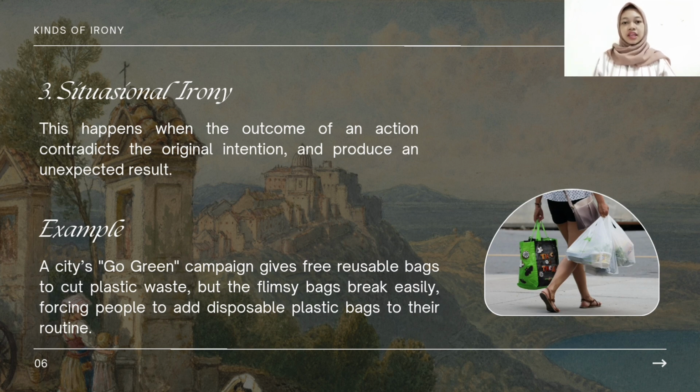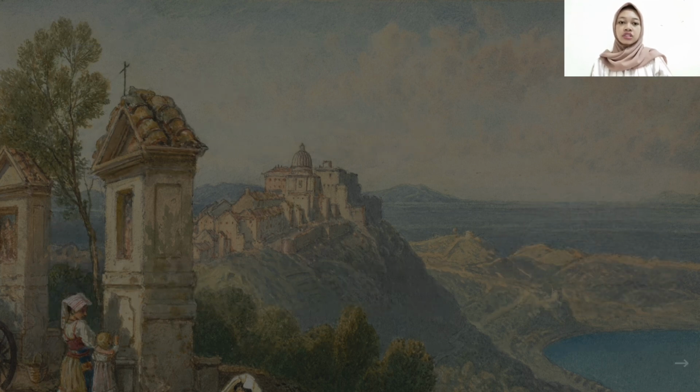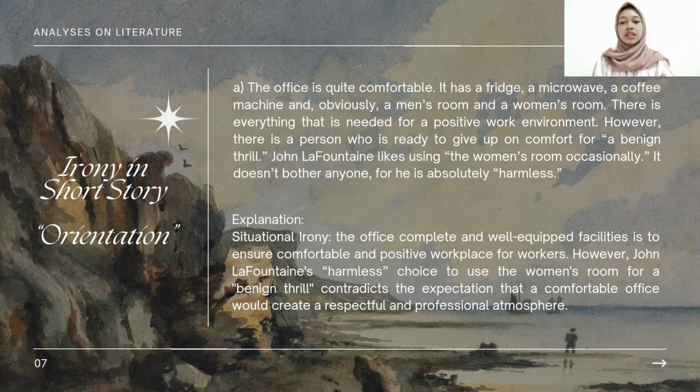That is the irony commonly found in a daily context, as in the examples we already gave. Irony is also used in literature. Here we have our analysis of the irony that we found in the short story named Orientations. The first, the office is quite comfortable. It has a fridge, a microwave, a coffee machine, and obviously a men's room and women's room. There is everything that is needed for a positive work environment.